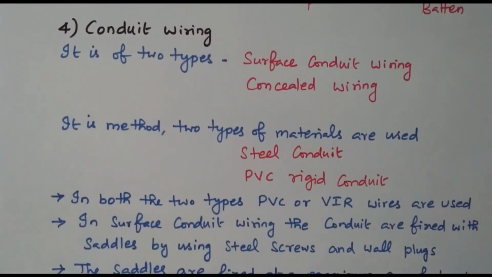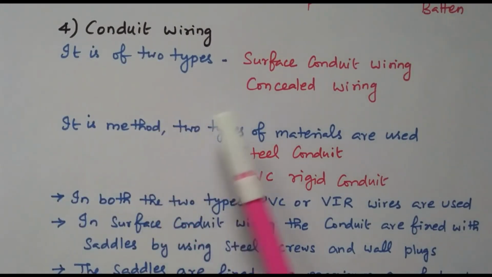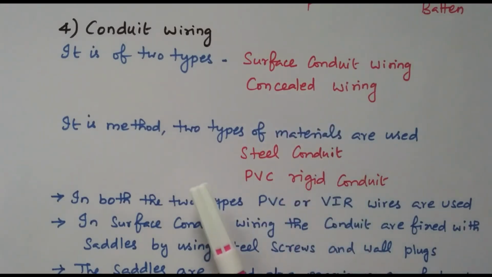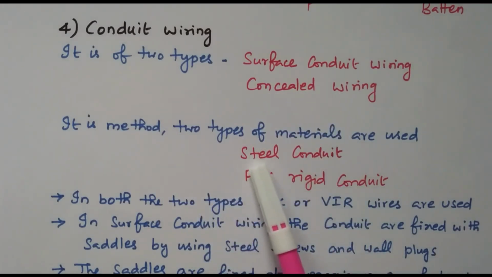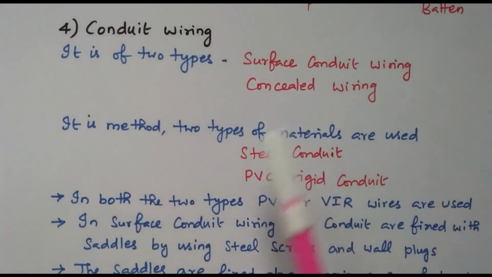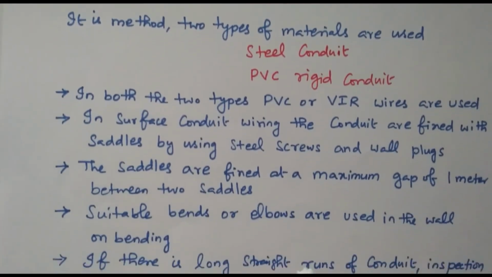Fourth one is the conduit wiring. In conduit wiring, there are two types available: surface conduit wiring and concealed wiring. Similarly, we can use either steel conduit or PVC rigid conduit. So this is the plastic PVC, this one steel. Either we can place it on a surface or concealed. Now we'll see this method one by one.